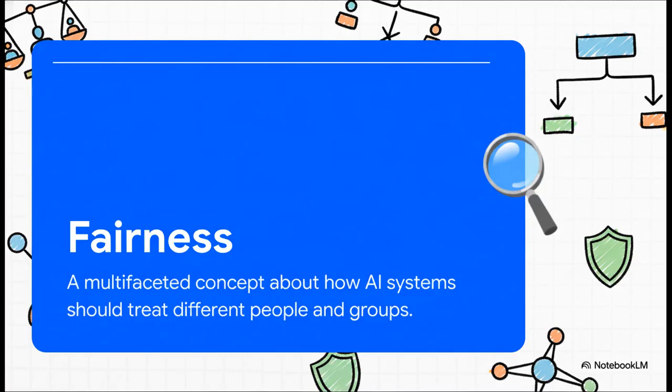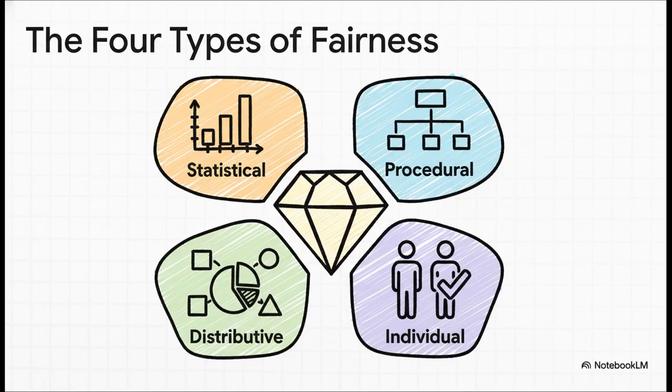And I gotta tell you, this is maybe one of the trickiest concepts in all of ethical AI. Because fair isn't just one simple thing. The source we're using calls it multifaceted, and that is the perfect word for it. What feels fair in one situation can be totally unfair in another. It's really complicated. In fact, we can break it down into at least 4 different kinds of fairness.